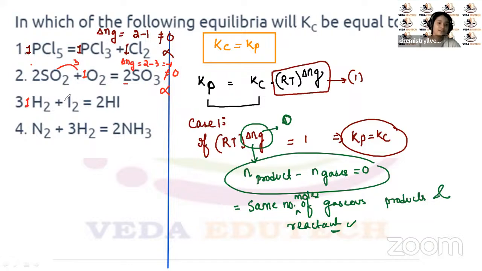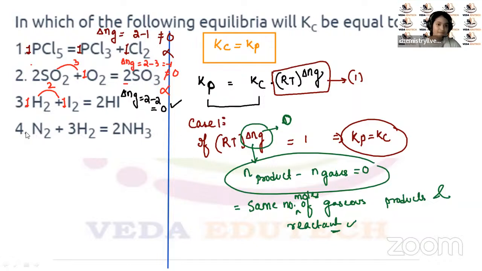So this is 1 here. This is 1 here. This is 2 here. So this is a sum of 2. So your delta Ng will be equal to 2 minus 2, which is equal to 0. So this is going to be our case. We know this. But for our safety, we are going to check the next option as well.